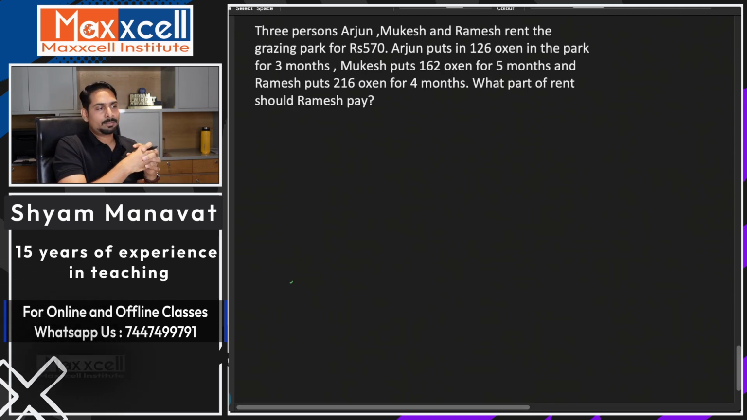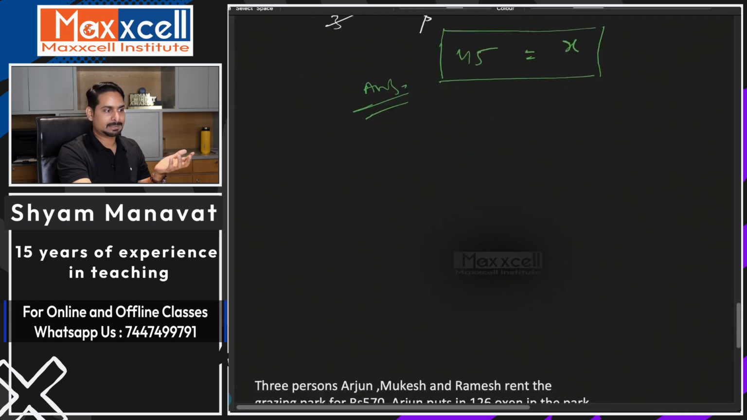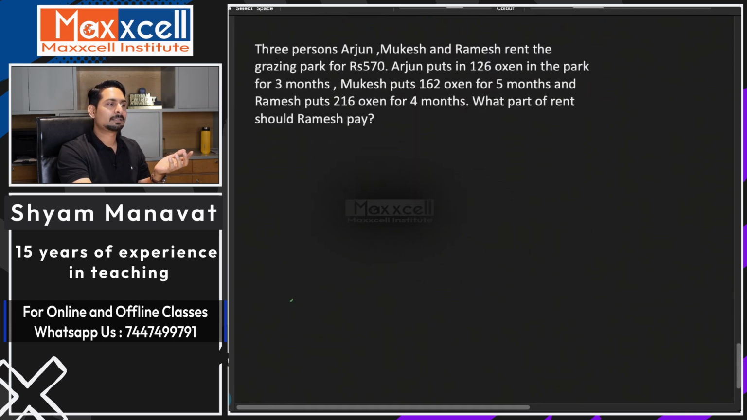People who paused the video and solved before me, you can match if the answer is matching and suggest if you got some easier method to solve. Yes, the next question says 3 persons, Arun, Mukesh and Ramesh. Again, pause the video, try to solve the question first.